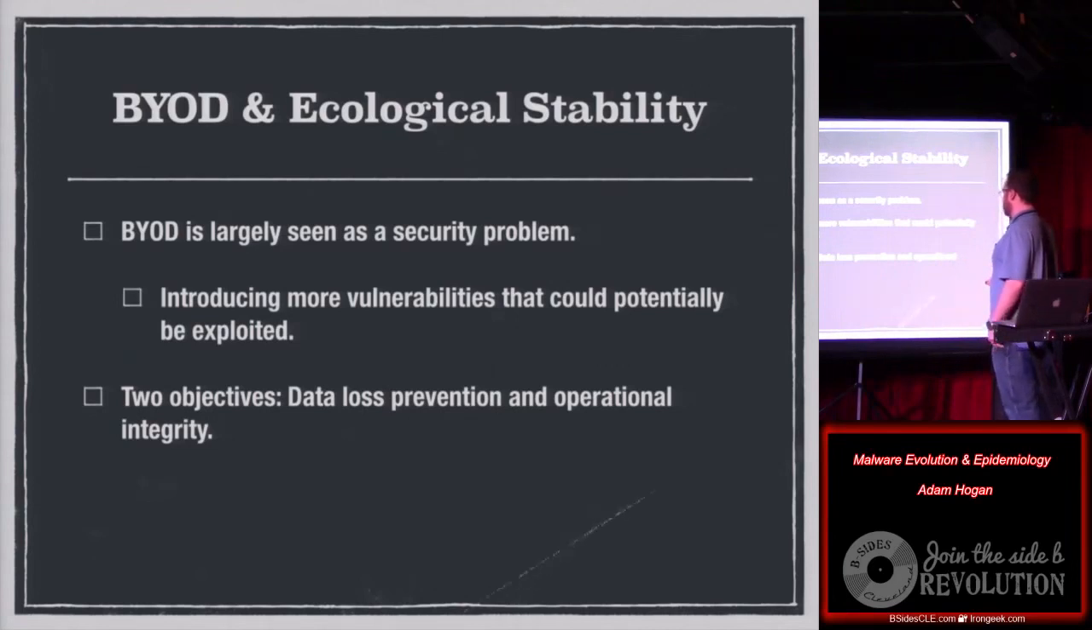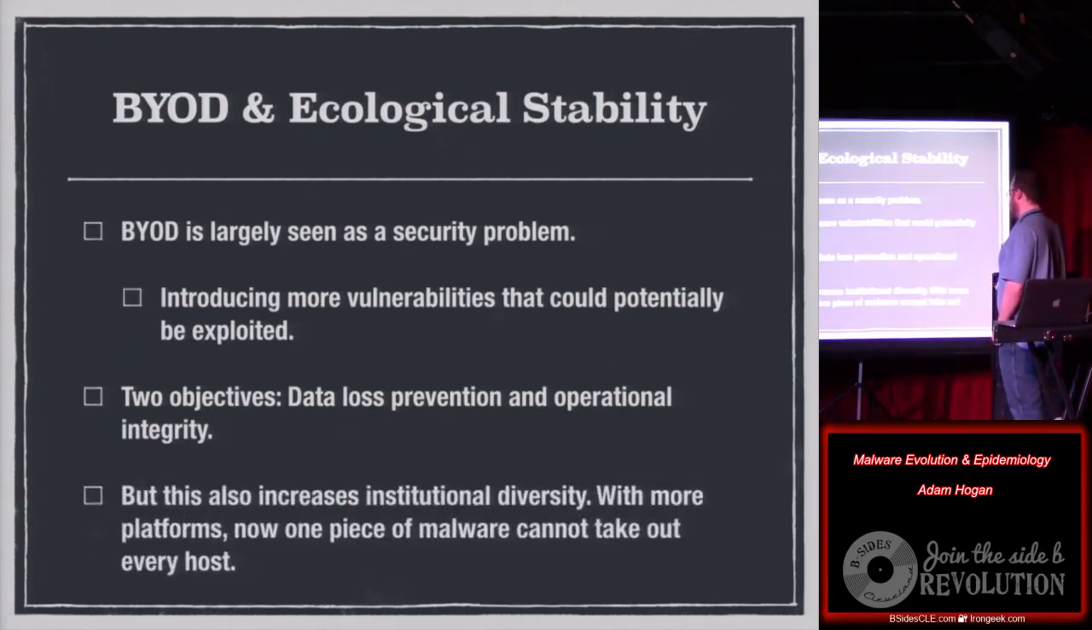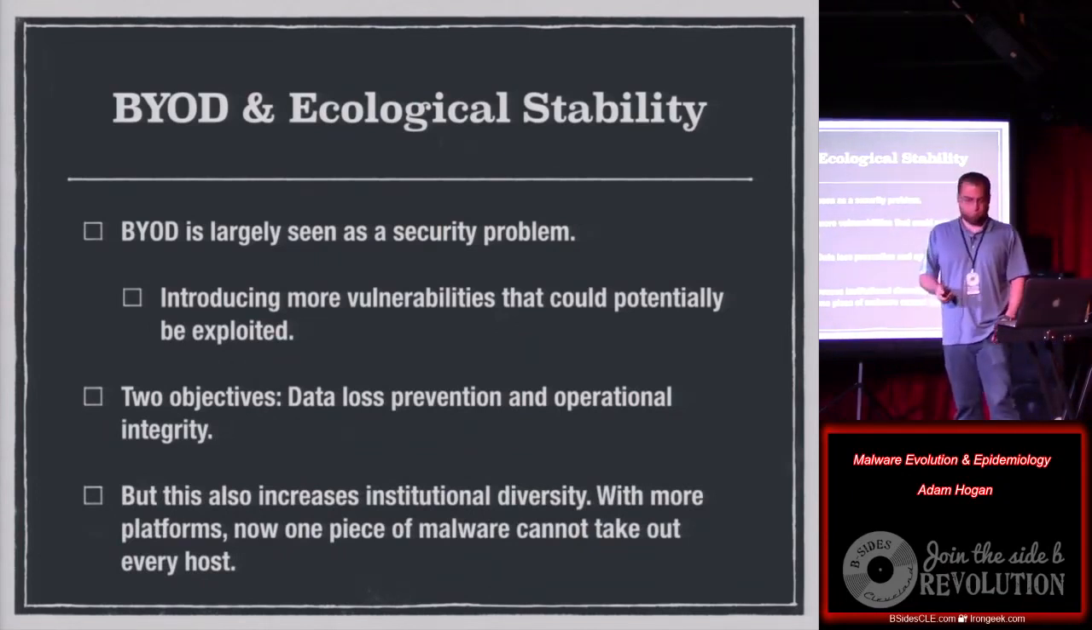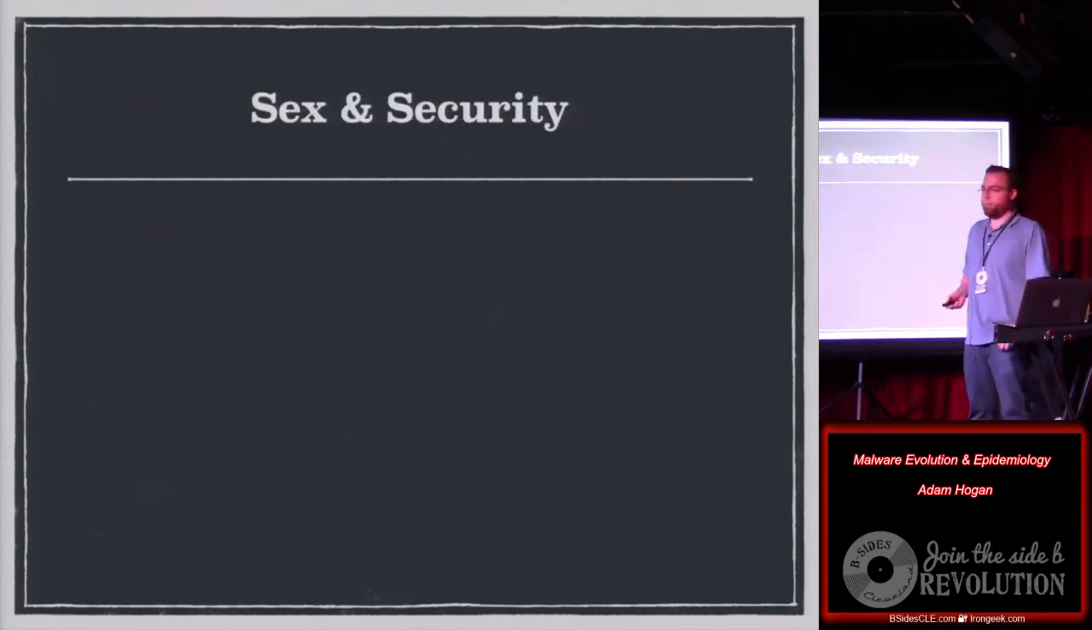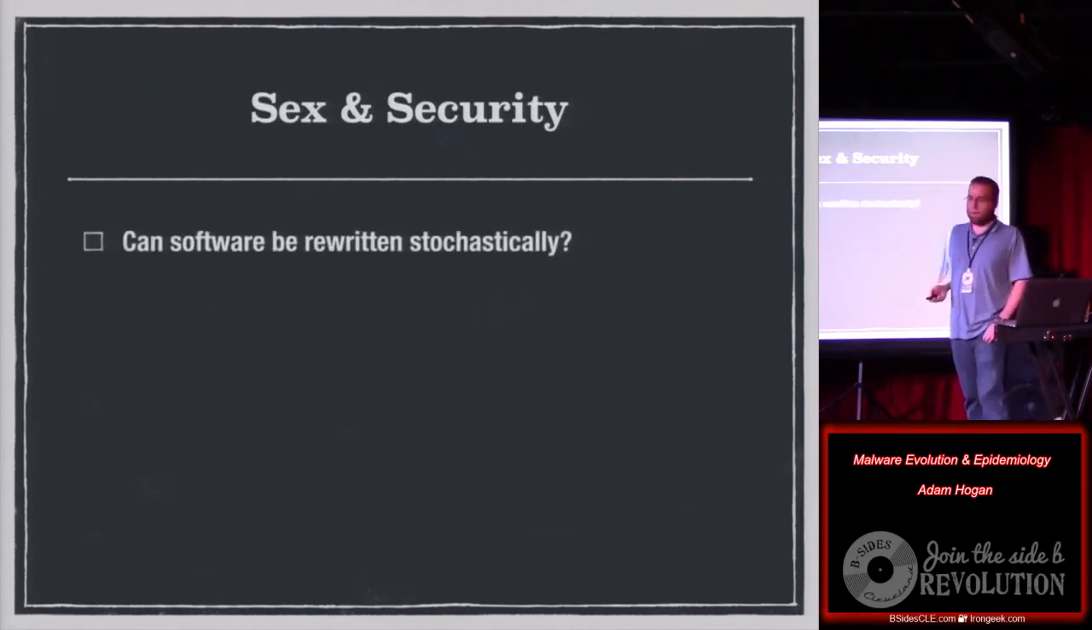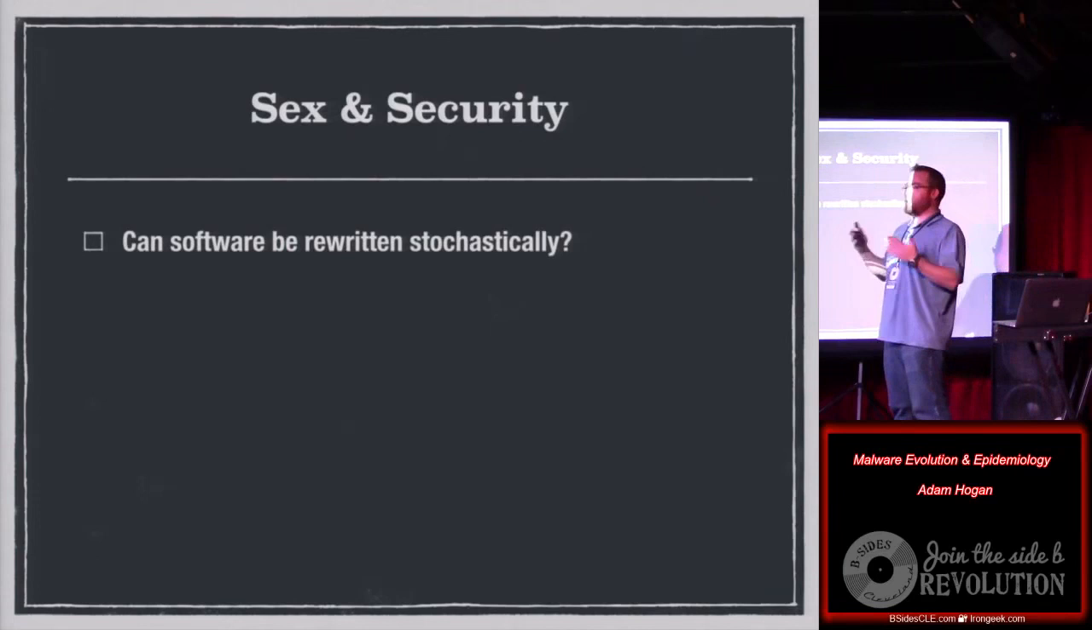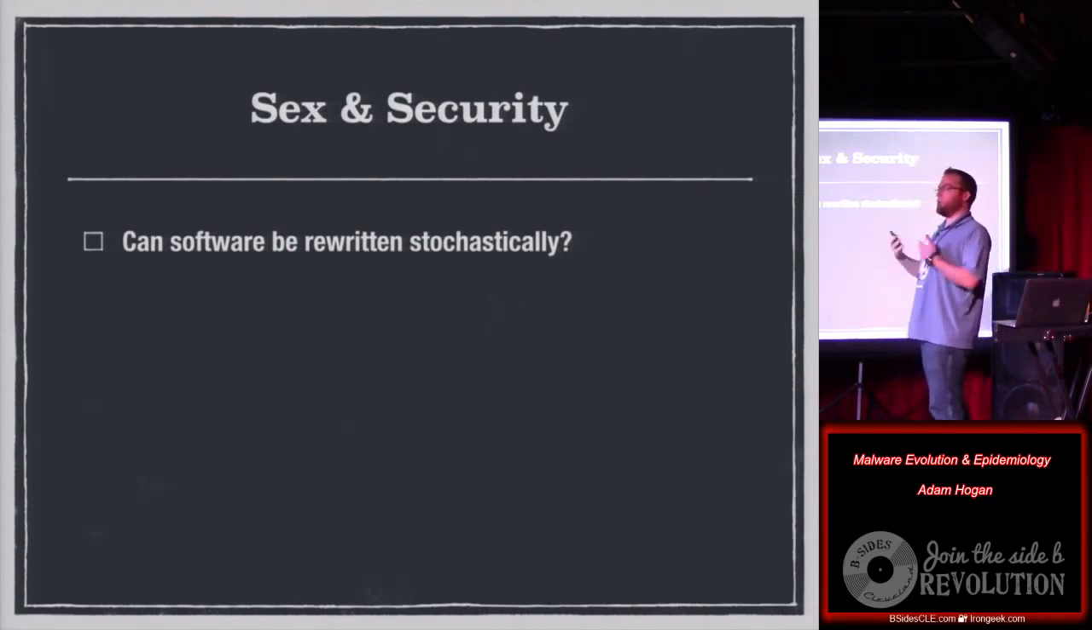All right, so by having a more diverse environment, by having all these different platforms, no one piece of malware, no one attack can take out your entire system. So can we use these methods to improve software, to make systems more secure? I guess the question then is, can software be written stochastically? The whole idea behind sex is that this benefit comes from recombining genes and changing things up, and that makes it more difficult to attack.